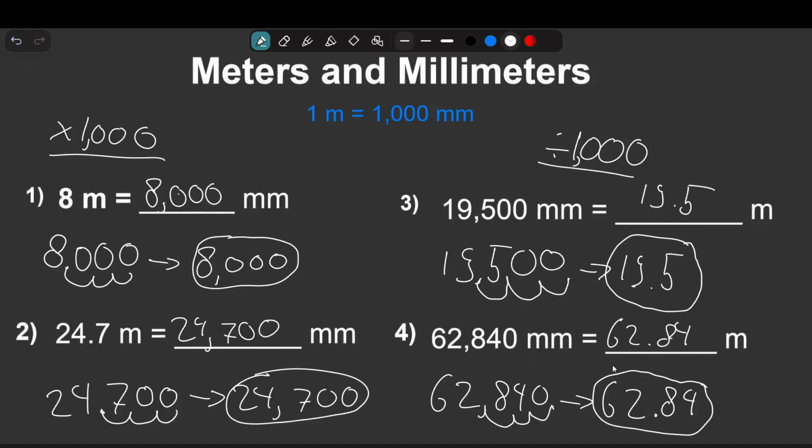So this is how you convert between meters and millimeters. And this is basically the video, guys.